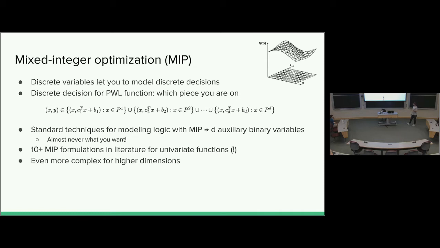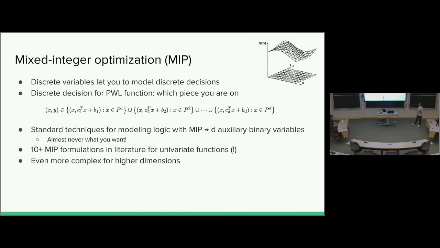And when you do that, you end up with something that has d auxiliary binary variables and roughly D constraints. Right, so there's kind of a standard way to do this. So is this the right way to do this? Is this the single right way to do this? And the answer is no. This is almost never what you want.